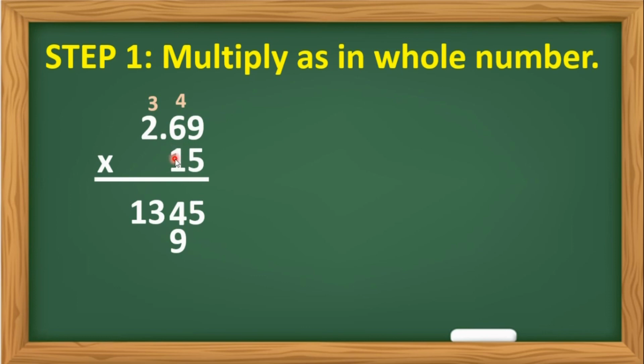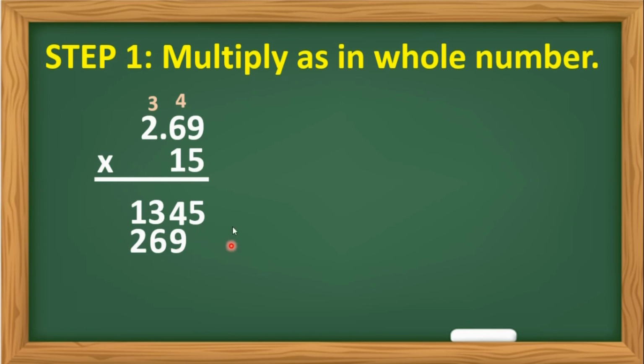Second digit is 1. So, 1 times 9 is 9. Take note, i-align natin ang sagot sa baba. So, since na ito yung 1, i-align natin sa baba na yung 9. So, yan ang dahilan kung bakit hindi siya naka-align ang 5 at saka ang 9. Next, 1 times 6 is 6. Then 1 times 2 is 2.